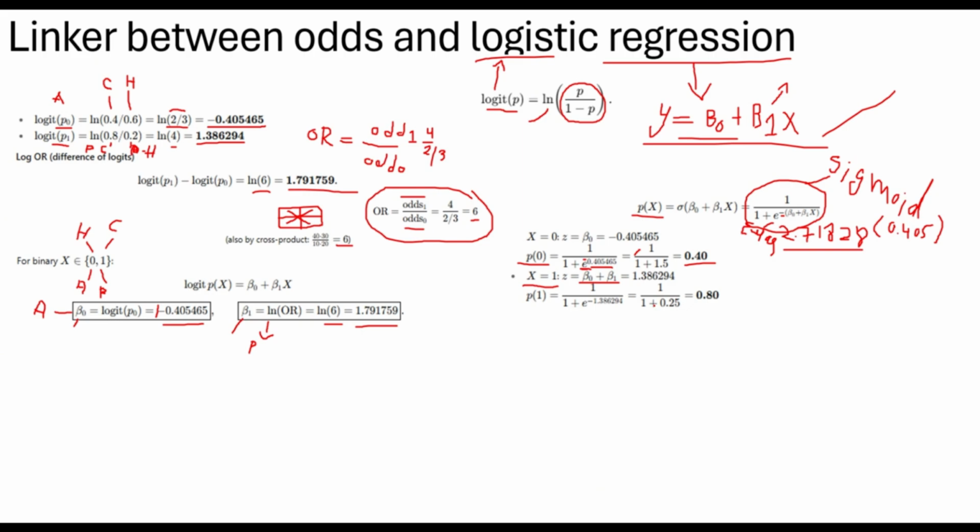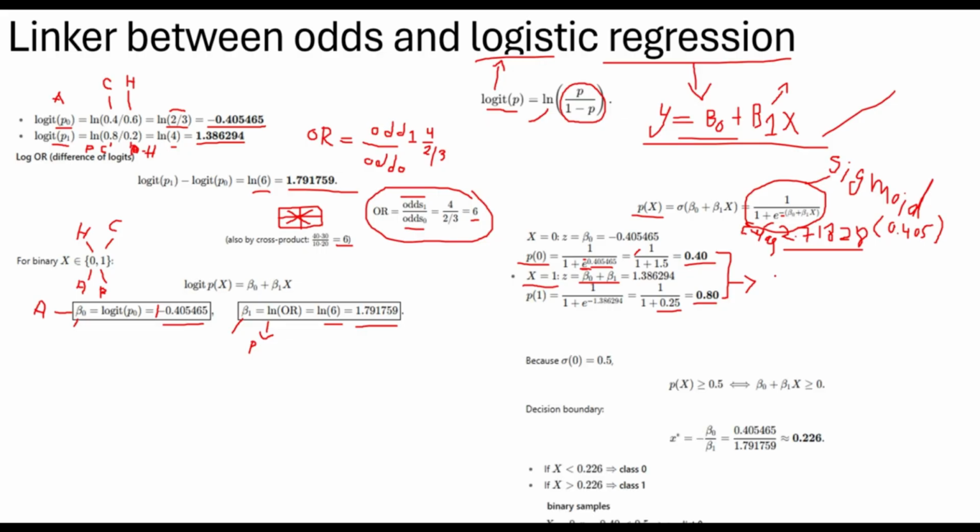So here you can see that 1 plus 1 over e to the power of negative is now 0.25. If you simplify this, you will get the 0.80 score. How these scores will be used for the classification, we're going to see later. So now we have solved the sigmoid function.